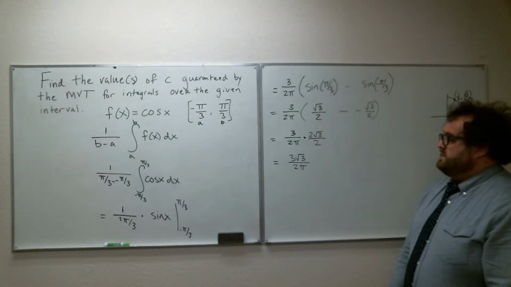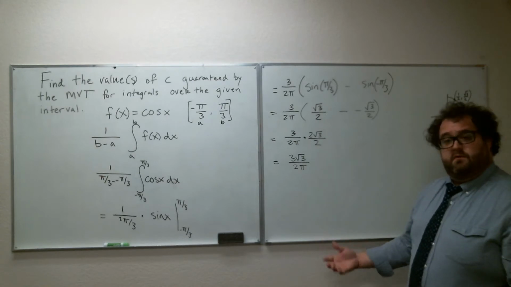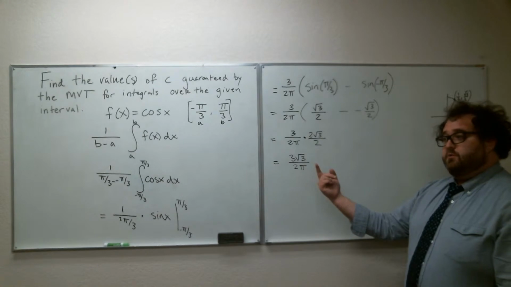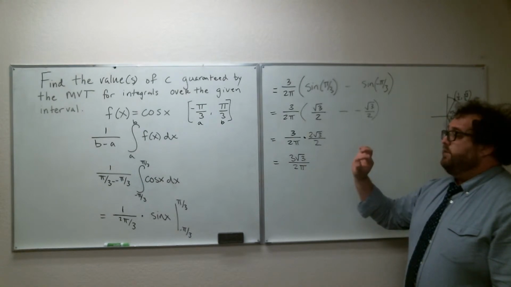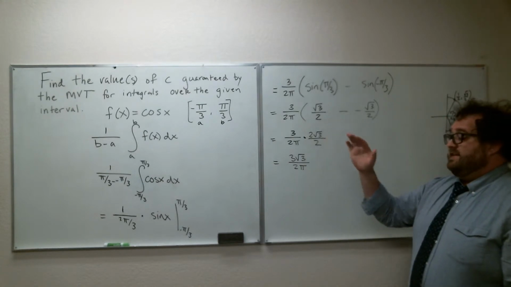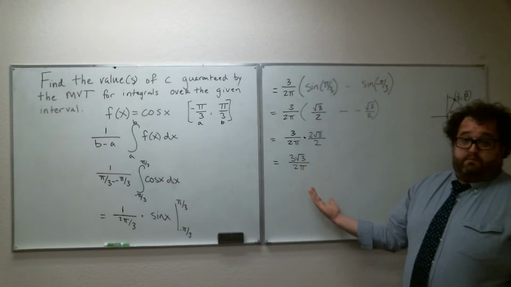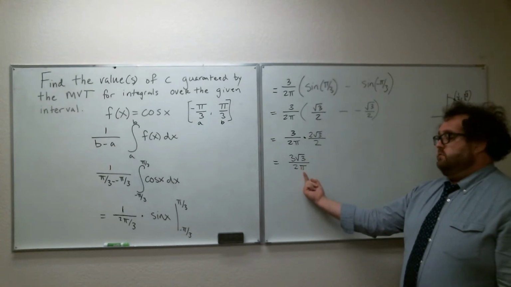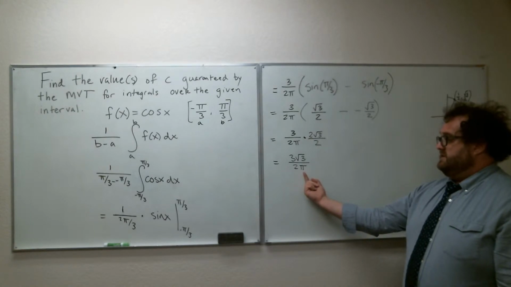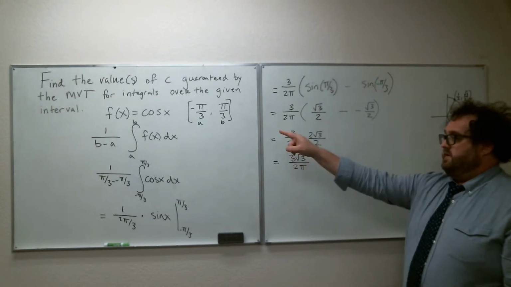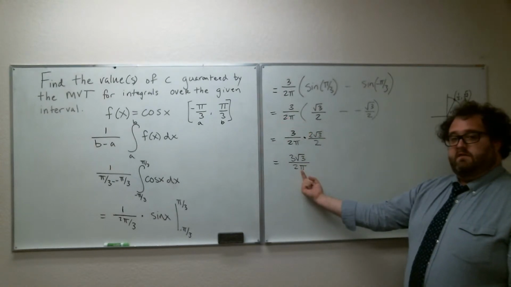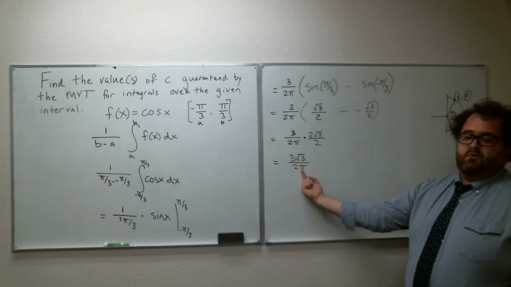But, like I said, some questions just ask you for the average value and you're done. The other questions will ask you to find the value of c, that is the x value, or perhaps more than one value, that gives you this y value. That is, take it one step further and find the x value between negative pi over 3 and pi over 3 that gives us this average height. In other words, where does the average height occur?